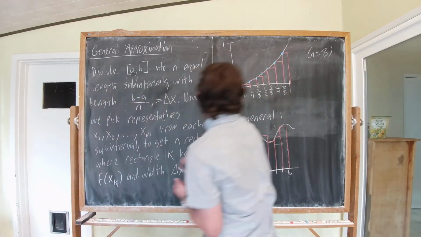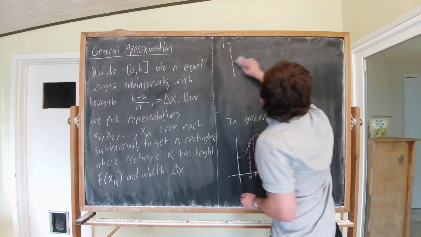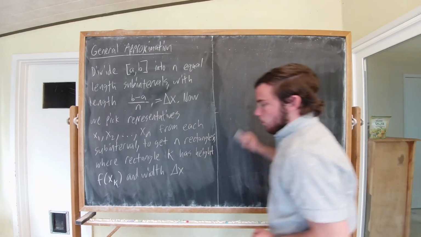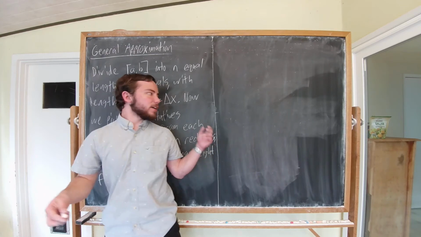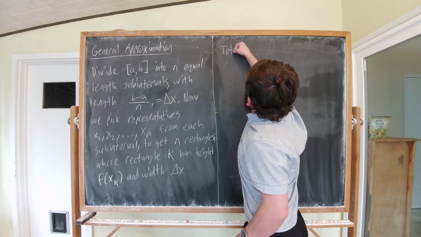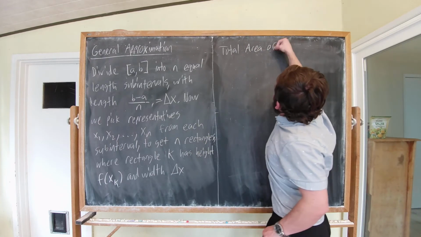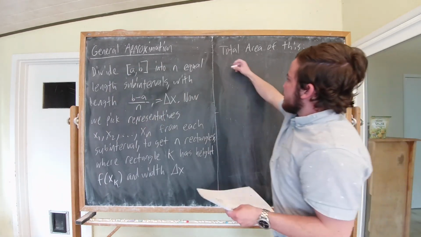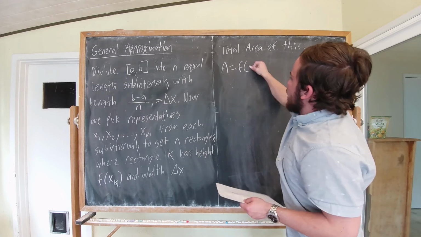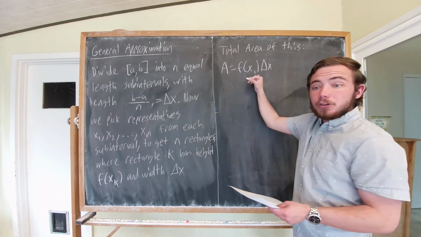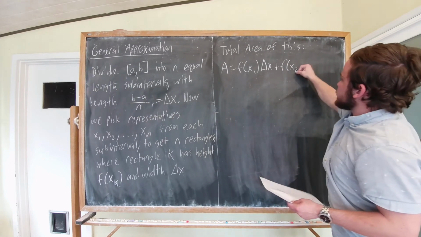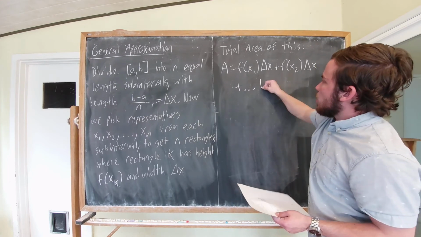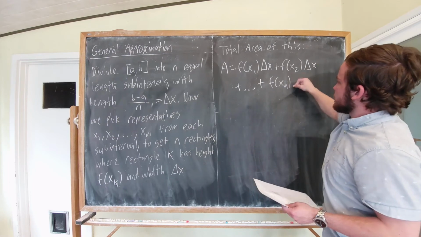Okay? Well, if you do this, the total area of the rectangles that you add up together would be f of x1 times delta x, so that's your first rectangle's area, plus f of x2 times delta x, which is your second rectangle's area, plus yada, yada, yada, all the way to your nth rectangle's area.